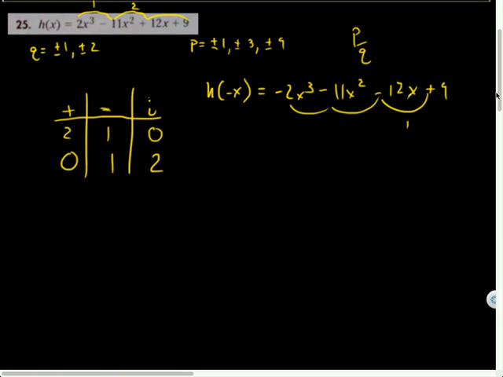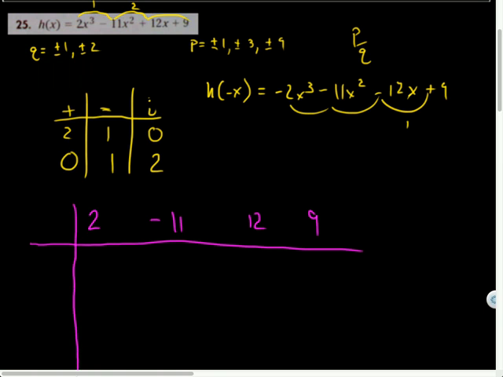So let's do some synthetic substitution here. I don't need any placeholders. So 2, negative 11, 12, and 9. And let's see, hopefully my basic arithmetic skills are better today. I don't know. I'm always a fan of trying 1 first, if 1 is one of them, right? 1 over 1. So these are my p's over q's I'm putting here. So 1 over 1 is a possibility.